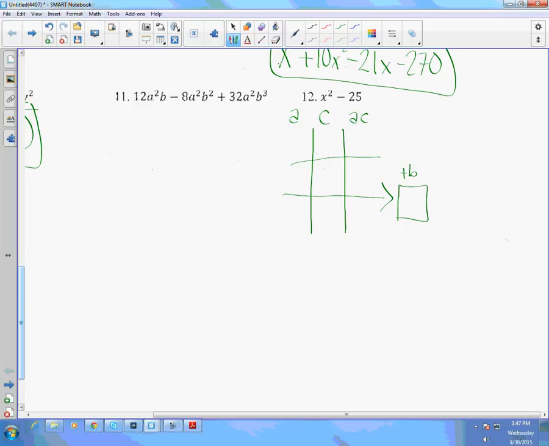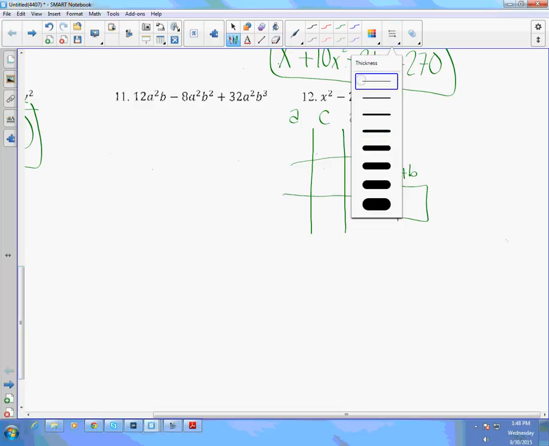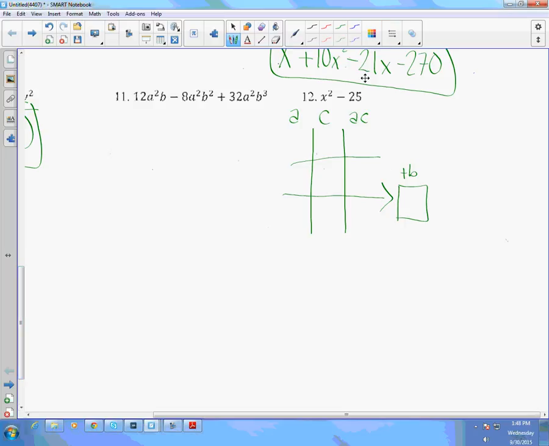B is missing. So x squared plus 0x, right? Because it's missing. So A is what? 1. C is negative 25. So we multiply to negative 25. And B is 0.